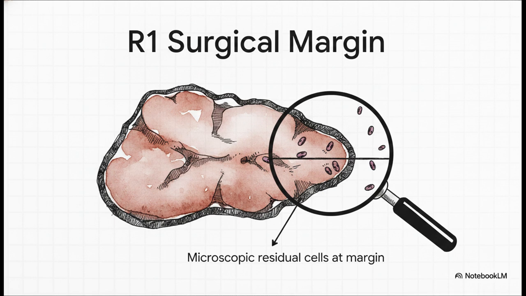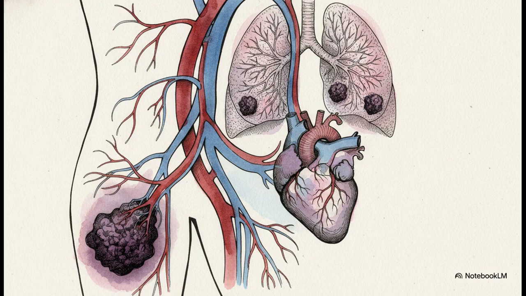R0 means a complete, perfectly clean resection. R1 means that even though the surgeon couldn't see any tumor left behind with the naked eye, the pathologist found microscopic residual tumor cells right at that inked margin. And R2? That means macroscopic, gross tumor was visibly left behind in the operative bed. Let's look at question 6.